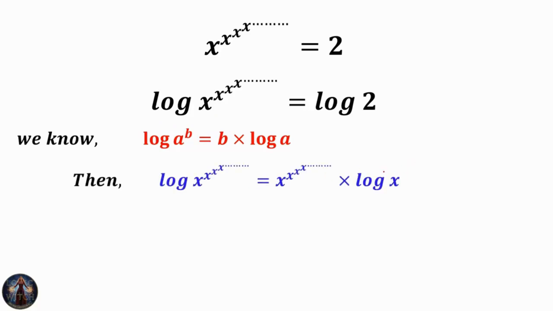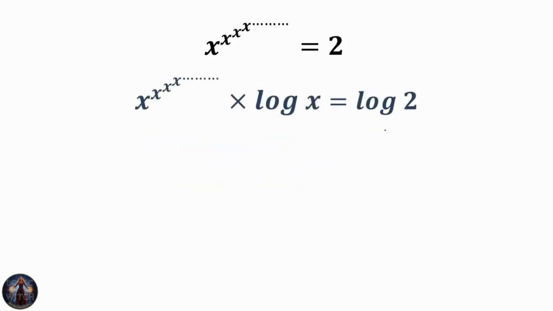So I'm going to substitute this value of log of x raised to the power x raised to the power x in this equation. So my equation will look like this. Now we already have this value which says x raised to the power x raised to the power x is equal to 2. So I'm going to substitute it here. So my equation will look like this.